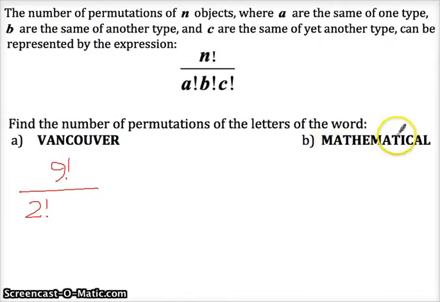This one has 12 letters in it. How many things repeat? Well, there's 2 M's. There's 2 T's. Anything that doesn't repeat gets to be its own unique placeholder, so I don't have to divide by anything. So I counted for the M's. I counted for the T's. Anything else I have to count for?